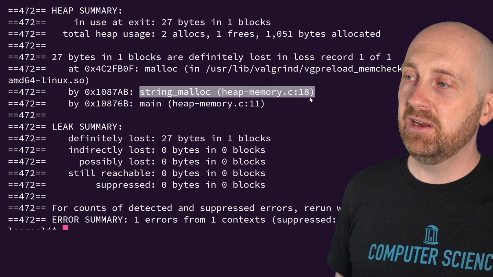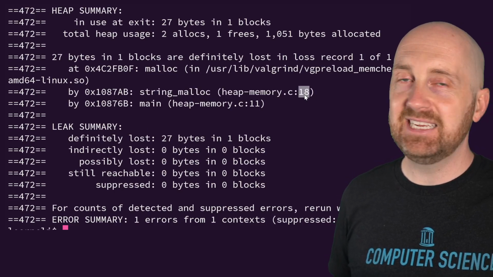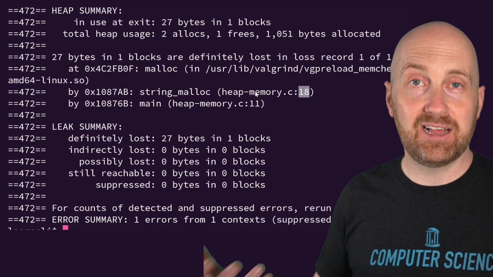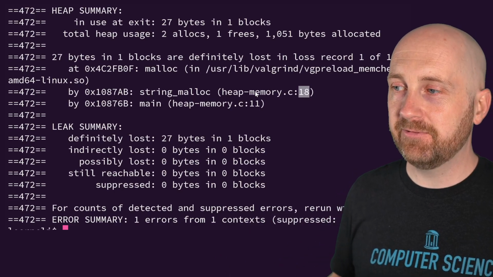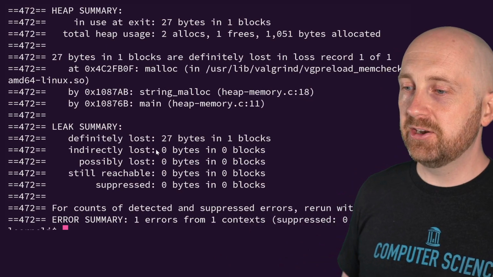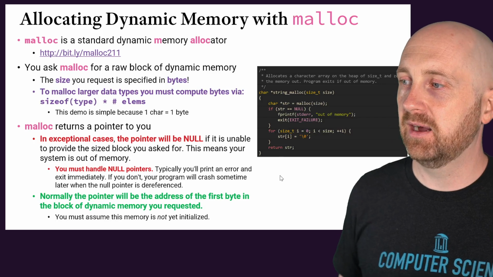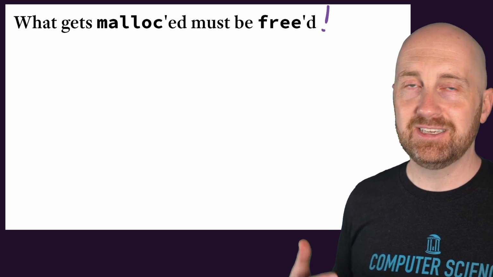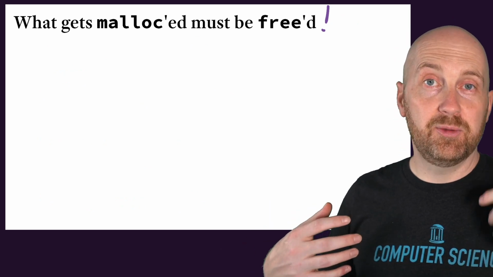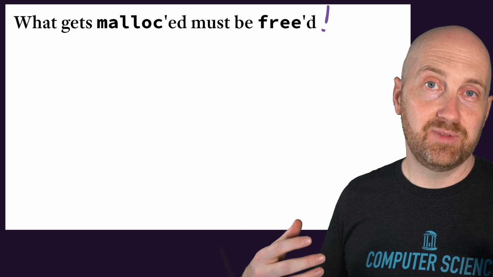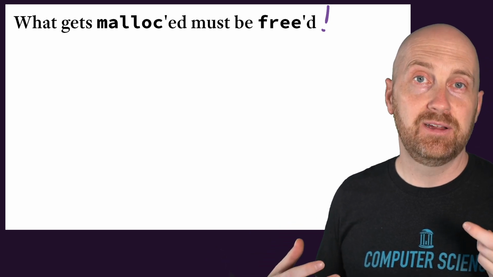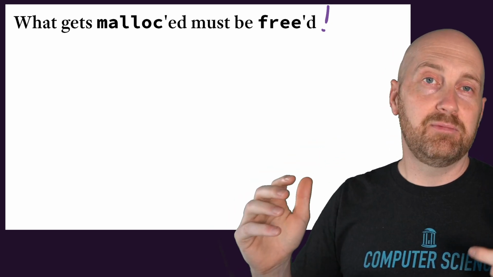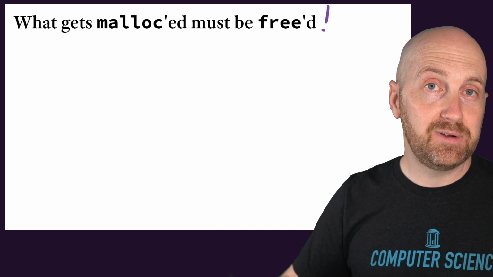And in string malloc on line 18, that was where we called malloc and where this allocation happened that was never freed. So we need to free our memory. Well, there's a corresponding function call that we'll see in this next slide called free that says, hey, I'm going to give you the pointer that you gave me back, that says, here's my lease on this particular segment of memory. And I'm going to give this pointer back to you for you to free this memory.